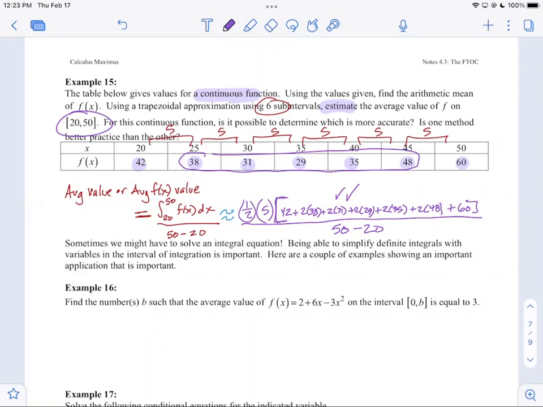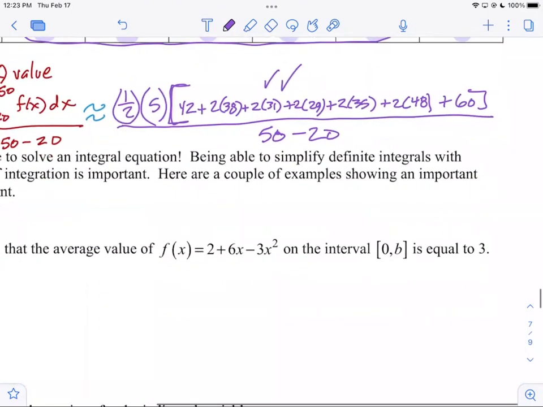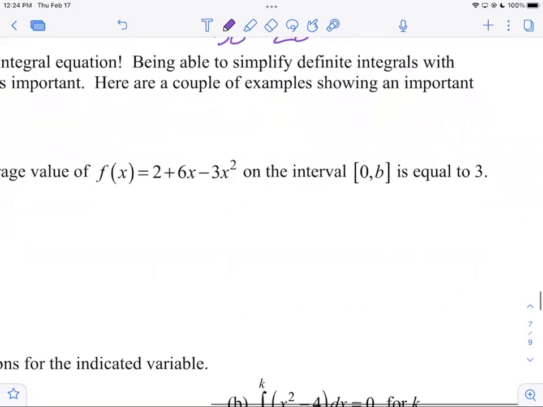All right. Find the number of numbers b such that the average value of this quadratic that opens down on the interval from 0 to b is equal to 3. Okay, so now it's kind of like a variable setup. The integral divided by the width equals the average value. If I know the average value, but I'm missing any one of the other pieces, I can set up a conditional equation and solve, right? So that's what we're going to do here.